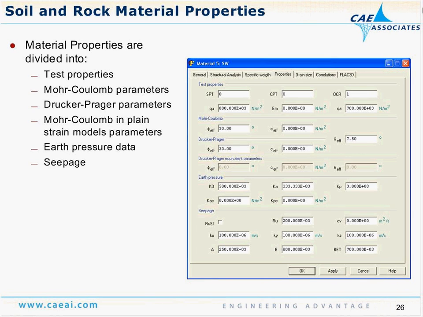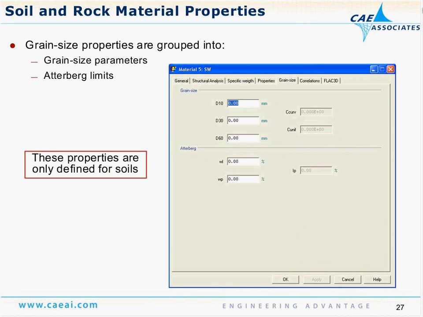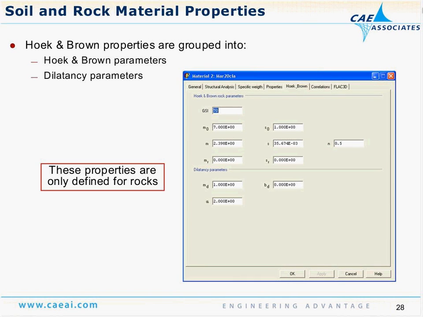Now these are predefined for all the soils defined in the library, but you can also modify these and create your own library of materials. If we're looking at a granular type material, grain size parameters for soils. If we're looking at rock, then we can look at the Hoek and Brown parameters, for example.